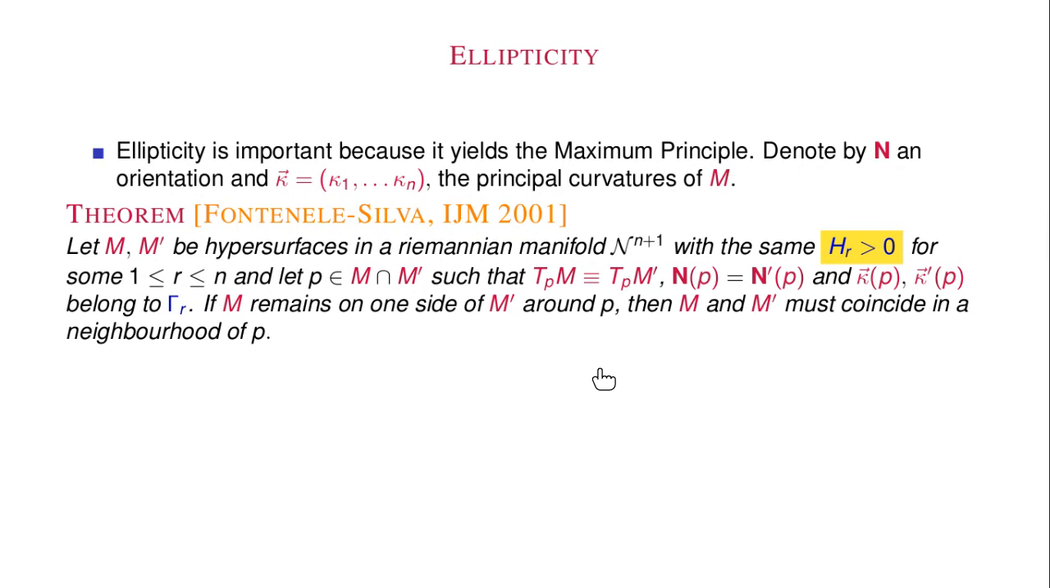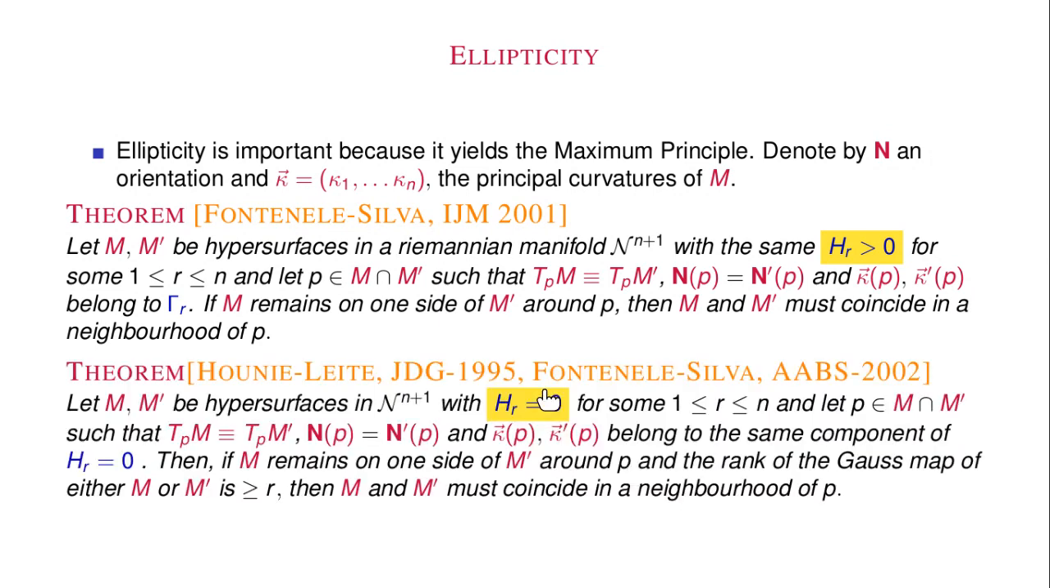If M remains on one side of the other hypersurface M' around p, then they must coincide. Okay, so this is the same provided that κ and κ' belong to the same leaf, as one says. Then, when you have H_r equal to 0, the same maximum principle holds, and this is due, again, to Hounie-Leite and also Fontenele-Silva. Everything is Brazilian here in this page.